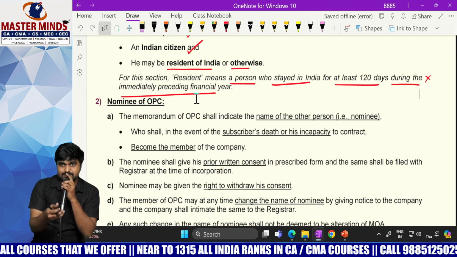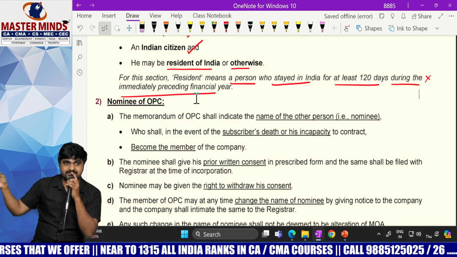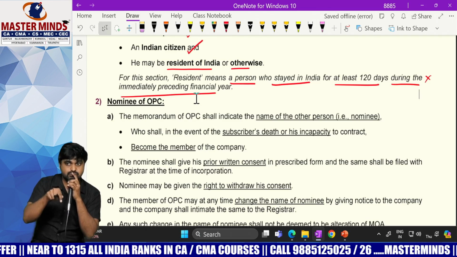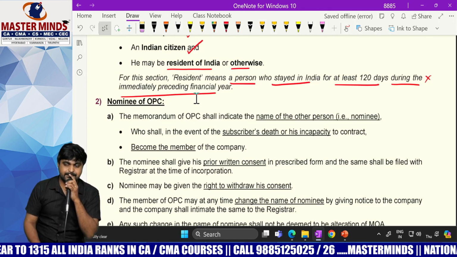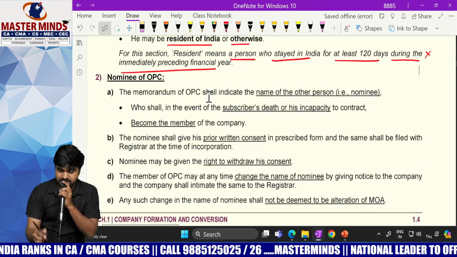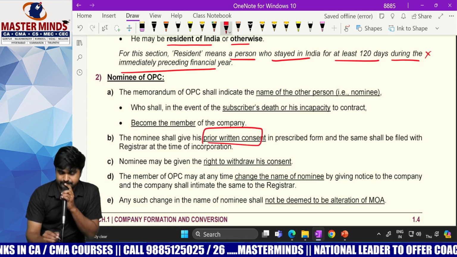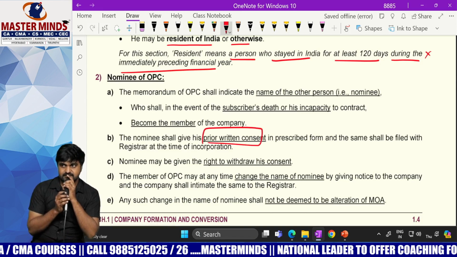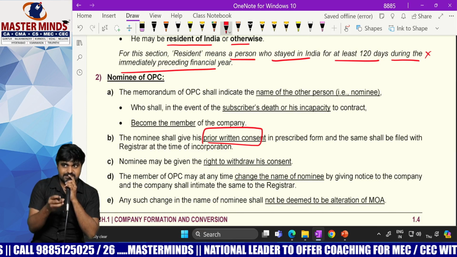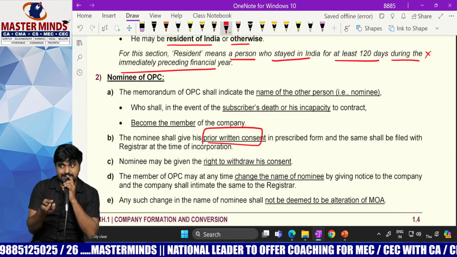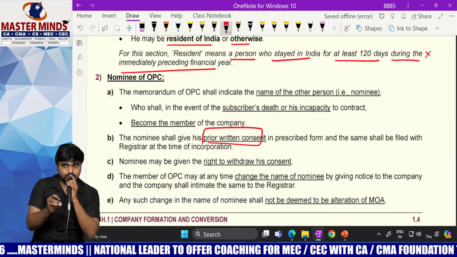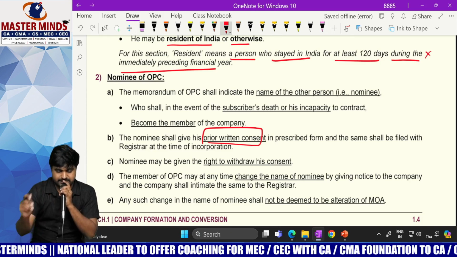So a member while creating OPC, he need to propose some other person's name as nominee. And when he will become member? When anything has happened to main member, then nominee will become member. Okay. Then what is required from nominee here? Prior written consent is required. So what is meant by consent? Giving acceptance. Written consent. So giving acceptance through a written form. And what is meant by prior written consent? Yes. Before becoming nominee, he need to give his consent to act like nominee.